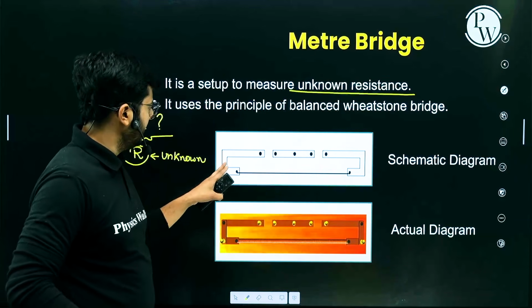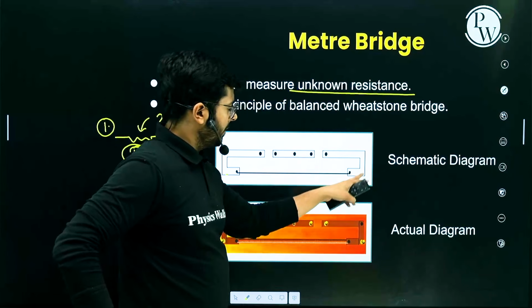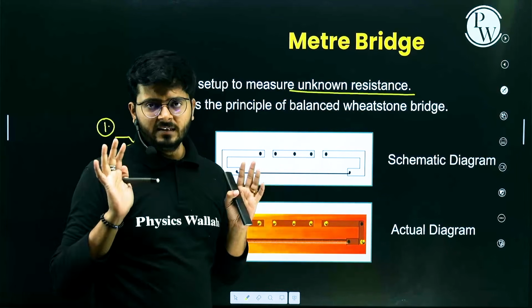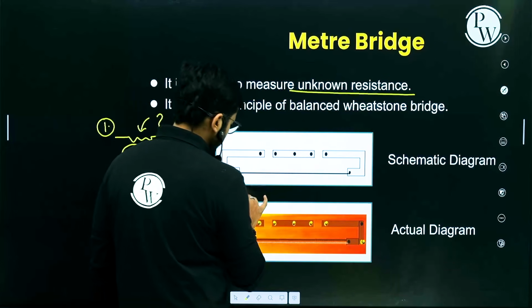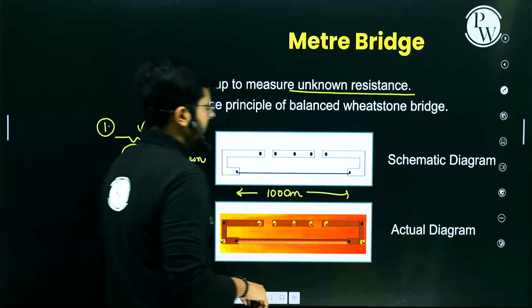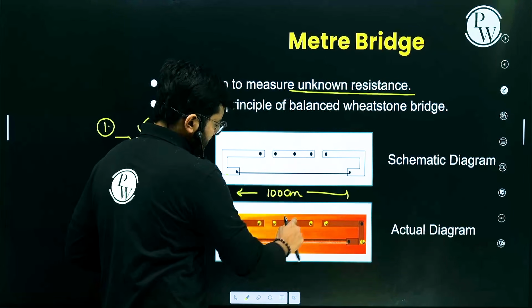Okay, so here you see that this is a copper plate, this is the copper plate, this is the copper plate, and between these two terminals we have a wire of 100 centimeter, that is 1 meter, which is why it is called as Metre Bridge. So 100 centimeter or 1 meter, right? Okay. Now this is the copper strip, as you can see, right?